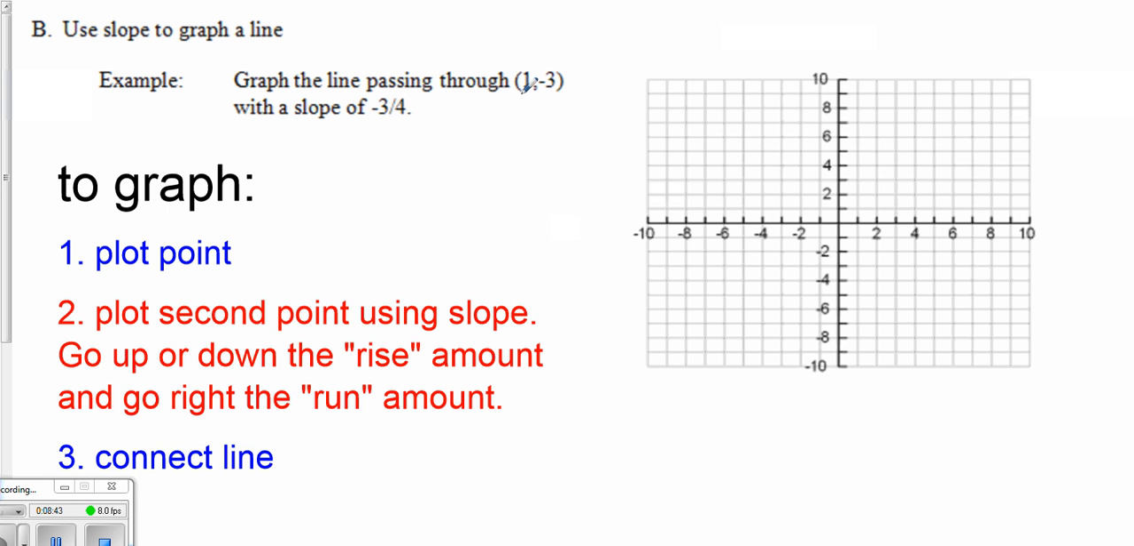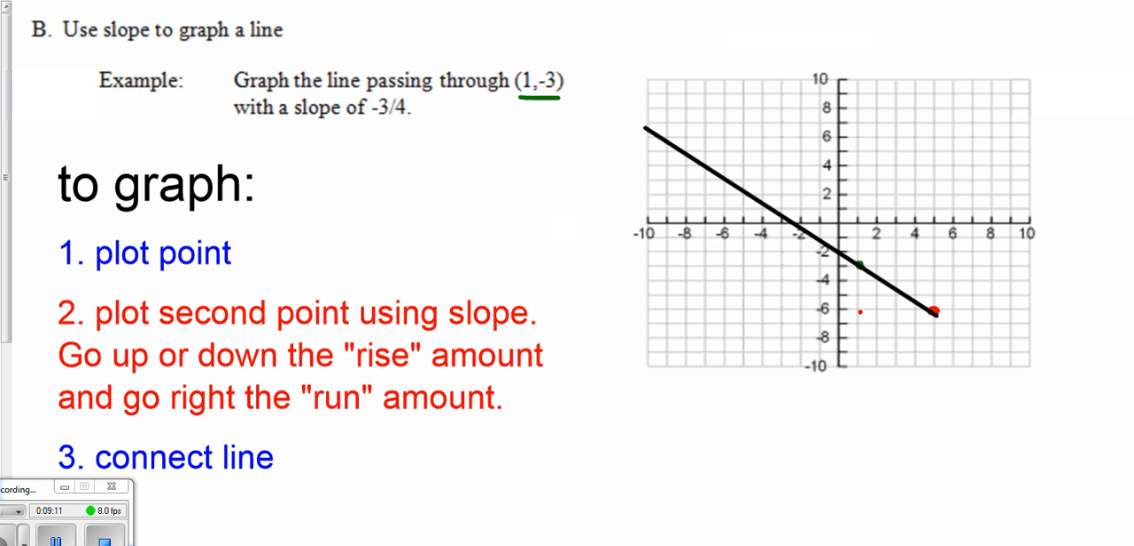So our point was (1, -3). That's right here at 1 over, -3 down. We're going to use the slope of -3/4, which means from here go down 1, 2, 3, and over 1, 2, 3, 4. This is going to be our spot, down 3 over 4. And now we're just going to connect those 2 with a straight line.